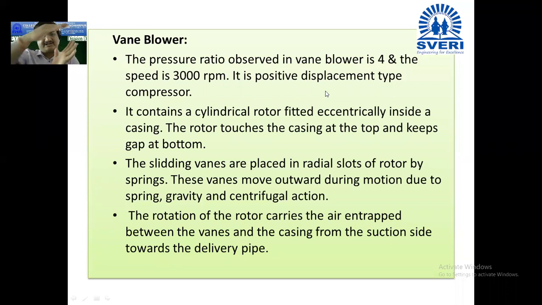And when the rotor starts rotating, the vanes are also rotating and they are entrapping a volume of air. In every gap of the rotor, some volume of air is carried, and that is transferred from the suction end to the delivery end. At the delivery end, everybody has seen that this volume is compressed in a small area and highly compressed air is taken outside. So this was all about the vane blower.